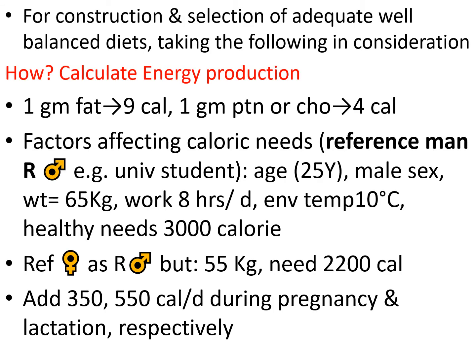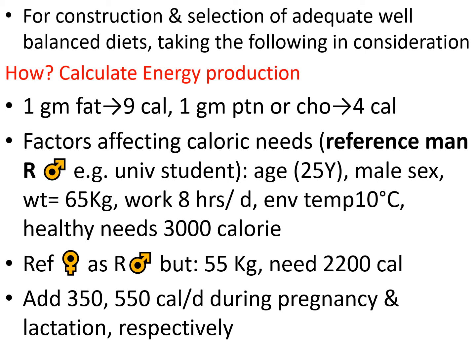For construction and selection of adequate, well-balanced diets, take the following into consideration. How to calculate energy production: 1 gram of fat gives 9 calories, 1 gram of protein or carbohydrate gives 4 calories. Factors affecting caloric needs: the reference man.